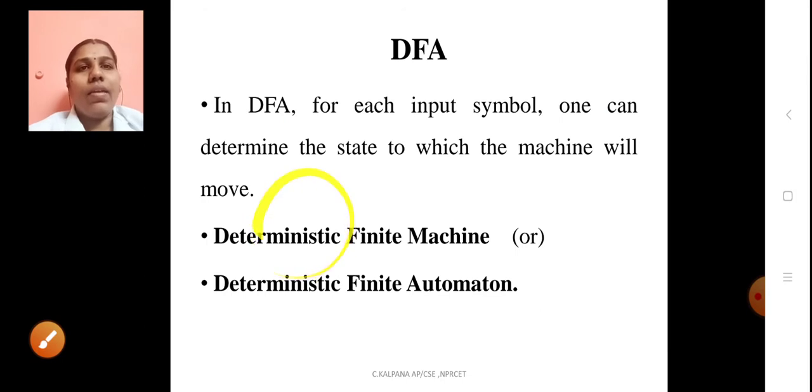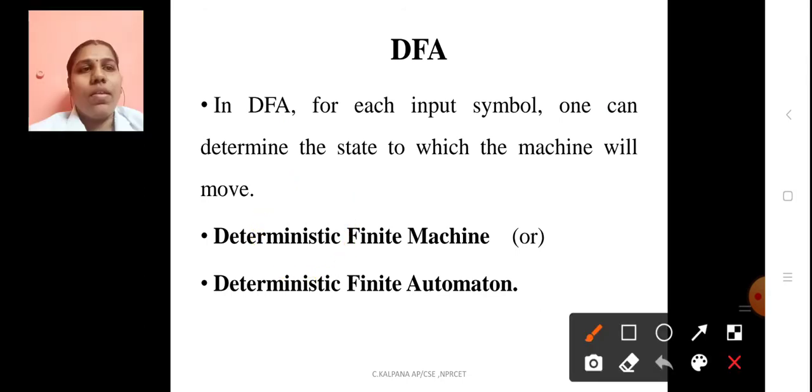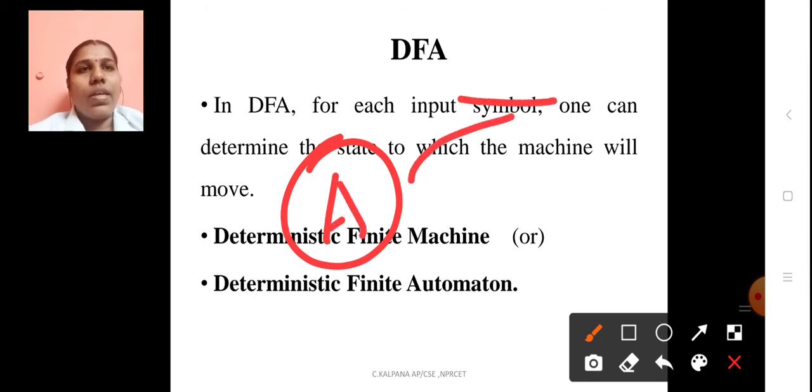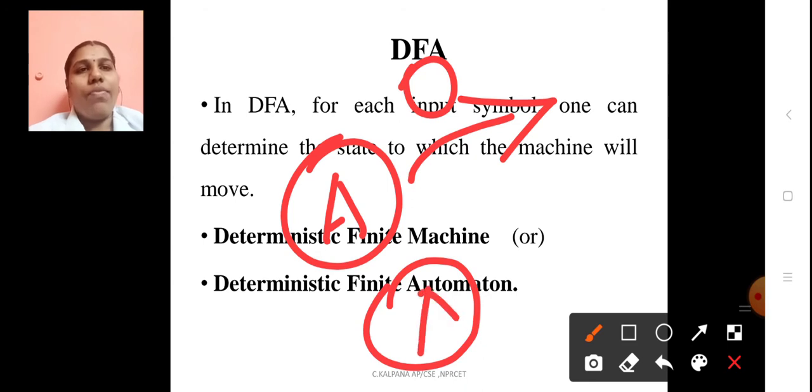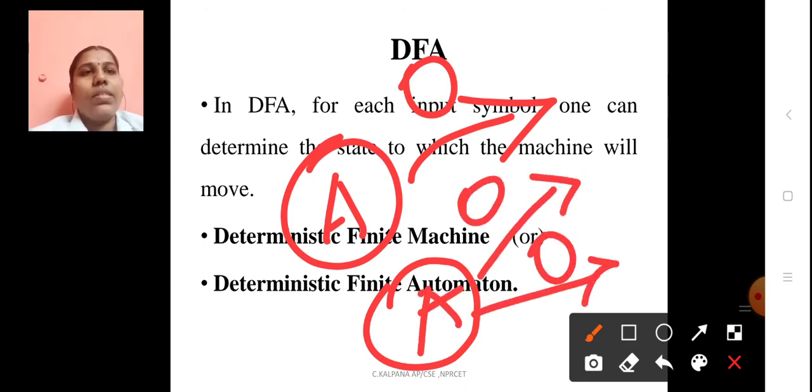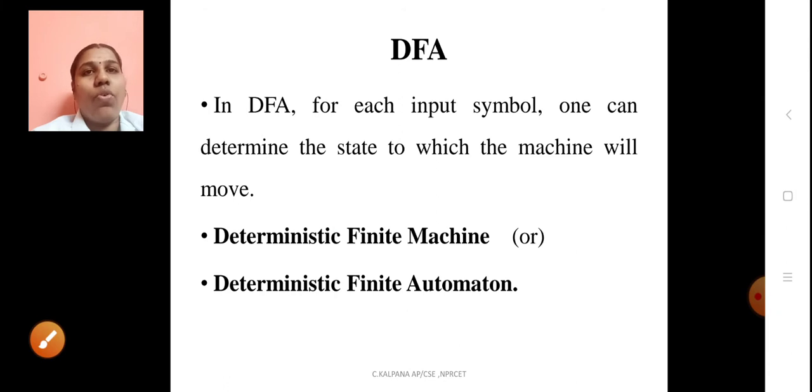In DFA we have a single transition for the same input symbol, but in NFA we have more than one transition for the same input symbol. In DFA we have only one way to go and reach the final state, but in NFA we have more than one option to reach the final state.